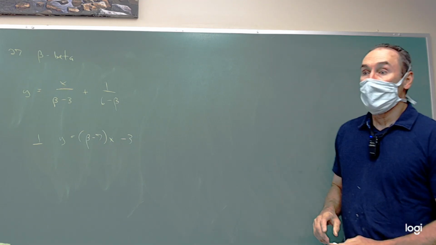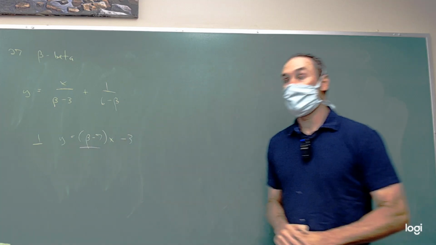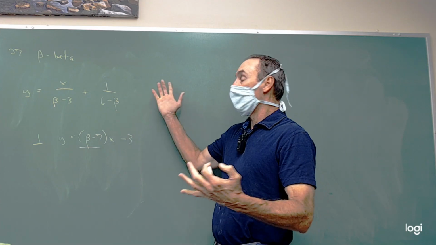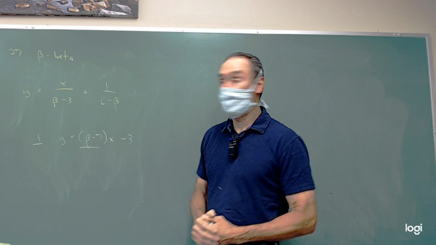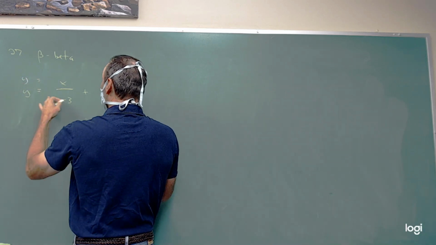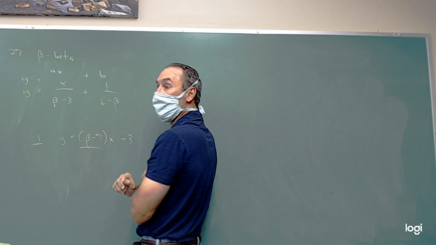Okay, well, wait, that's the slope. Good. So we know the slope of this line right there, because it's in y equals mx plus b form. The slope of the other line would be 1 over beta minus 3, or beta minus 7. You see what Aaron's saying? This is weird as it looks. This is y equals, that is m times x, and this is the b over here.